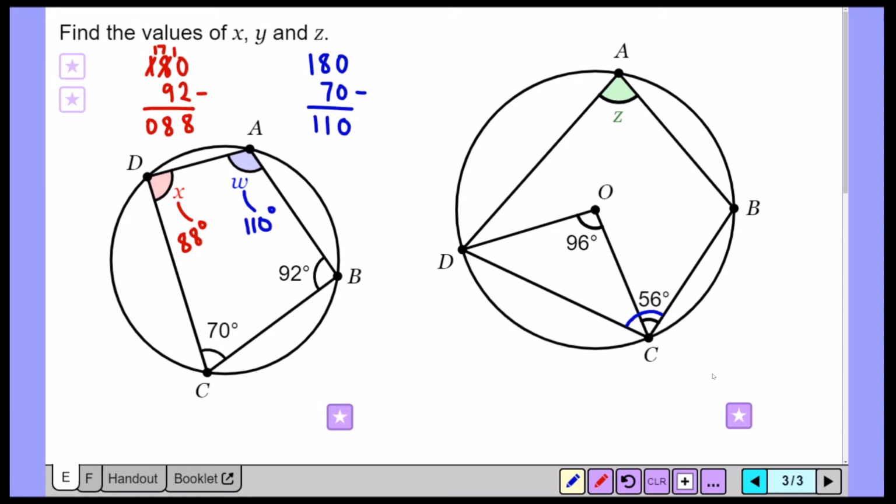Now, in order to work this out, I first need to recognise that this angle here and this angle here are equal because our triangle is isosceles. That's because this length and this length both represent the radius of our circle.